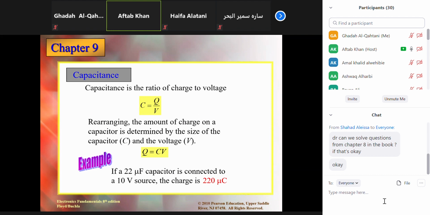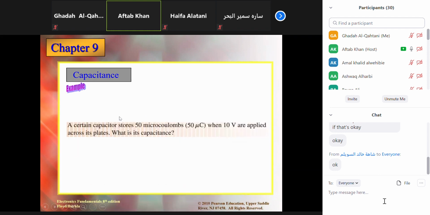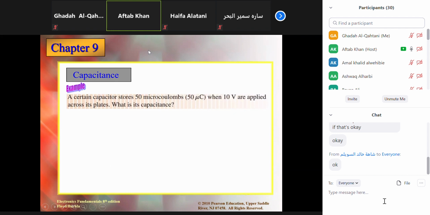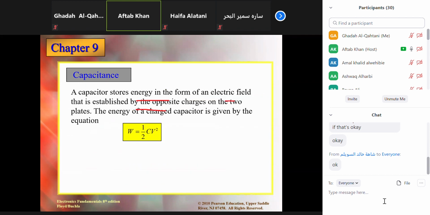Now, this is a capacitor. So now let's see the question. A certain capacitor stores 50 microcoulomb when 10 volts are applied. What is the capacitance? Same formula this time, Q is equal to C into V, so I can say now C is equal to Q over V. You can solve this one again. These questions are so simple, it's kind of a review of what you already learned.